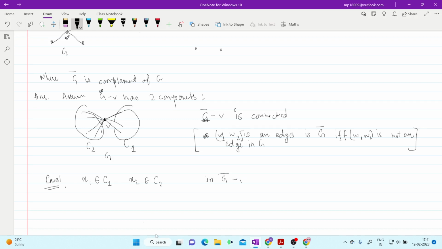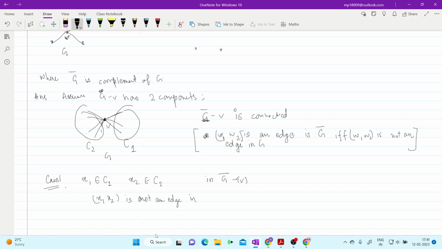In G bar minus V? No, we can't. There is no edge. Yes, x1 and x2 is not an edge in G. That is true. You are saying that, right?